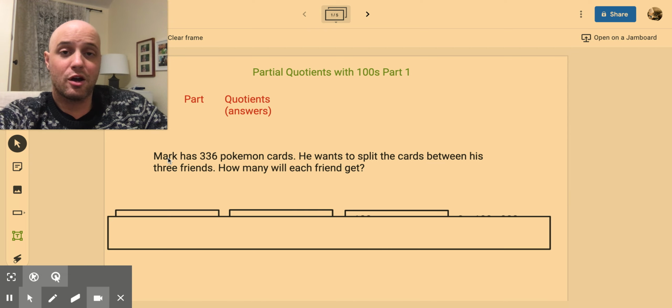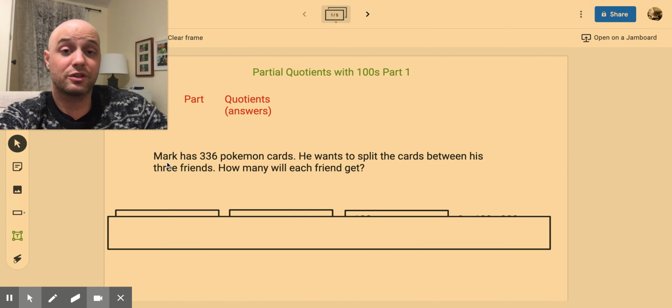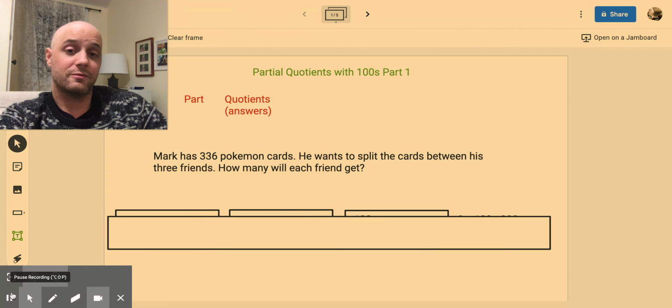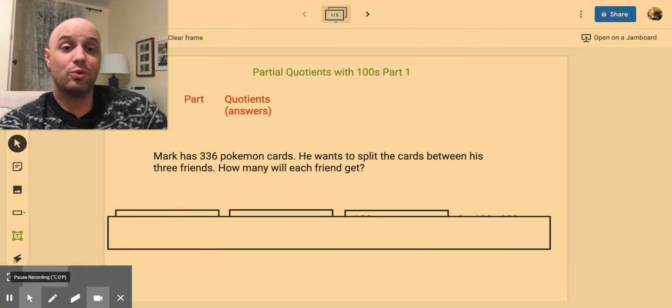Here is our problem. Mark has 336 Pokemon cards. He wants to split the cards between his three friends. He wants to share them equally, fair share. How many will each friend get?